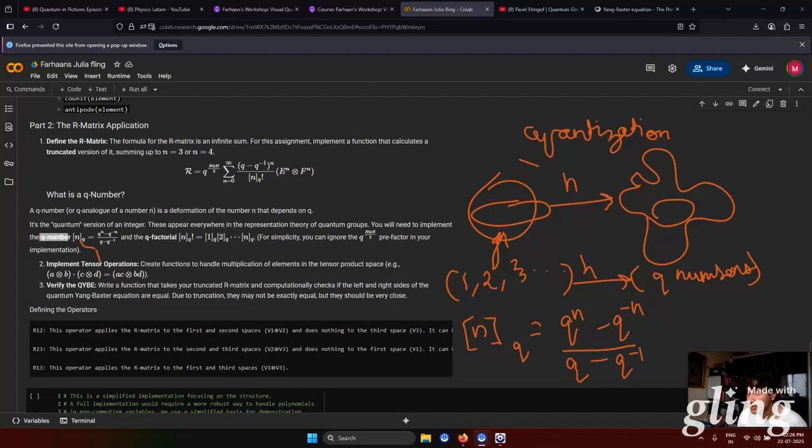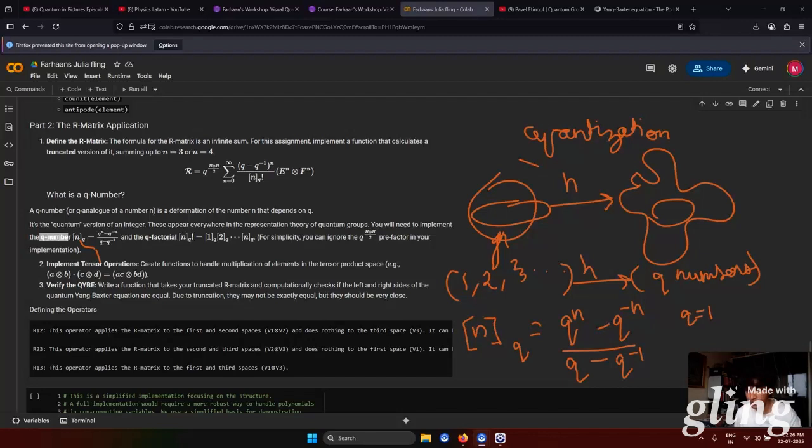For simplicity, let's say q is equal to 1, which is our classical case, right? We're going to show that our deformation goes to our regular numbers. So if we deform it under q equal to 1, it goes to our classical case. In our classical case, we have the regular numbers: 1, 2, 3. So if I put in 1, I should get 1. If I put in 2, I should get 2, and 3 gives 3. Okay. So we're going to prove that.